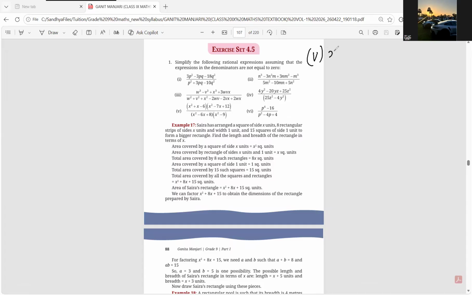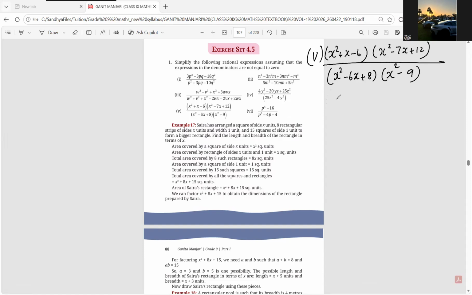Next question is x squared plus x minus 6 into x squared minus 7x plus 12, divided by x squared minus 6x plus 8 into x squared minus 9. You do. Okay, so here in the numerator we do not have a square term.